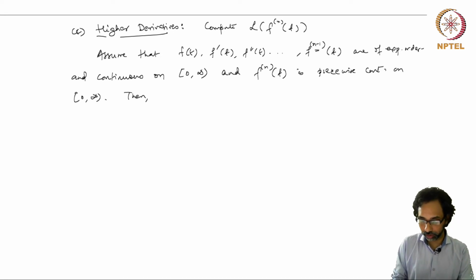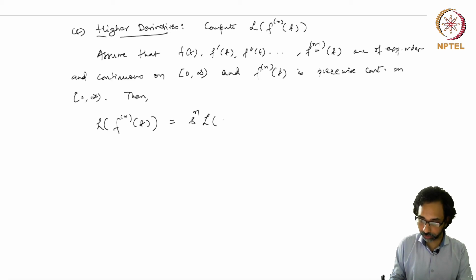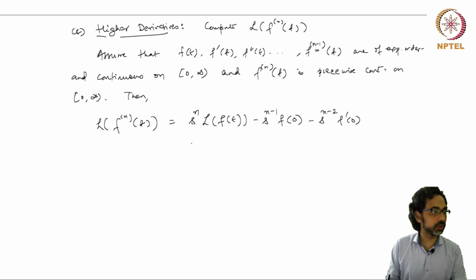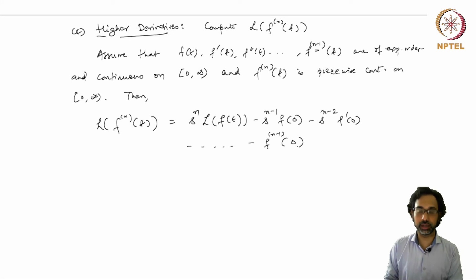Then the Laplace transform of the nth derivative of f(t) is given by s to the power n times the Laplace transform of f(t) minus s to the power n minus 1 times f of 0 minus s to the power n minus 2 times f prime of 0, and so on, up to the last term, and in the end we will get the (n minus 1)th derivative of f evaluated at 0.